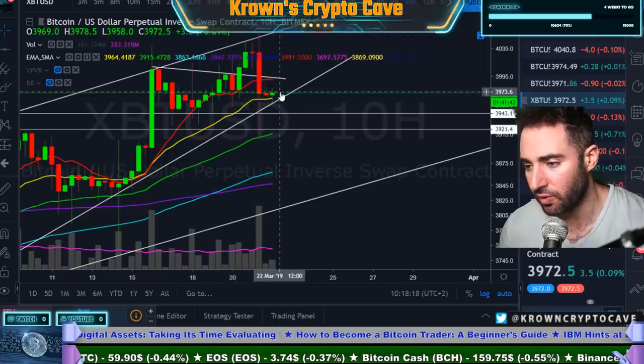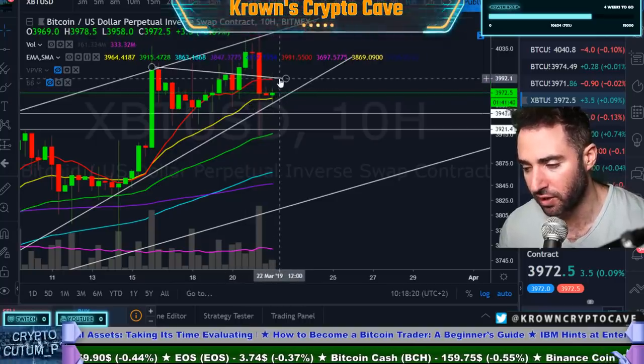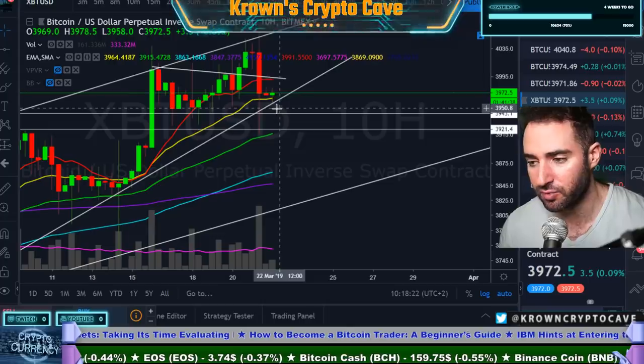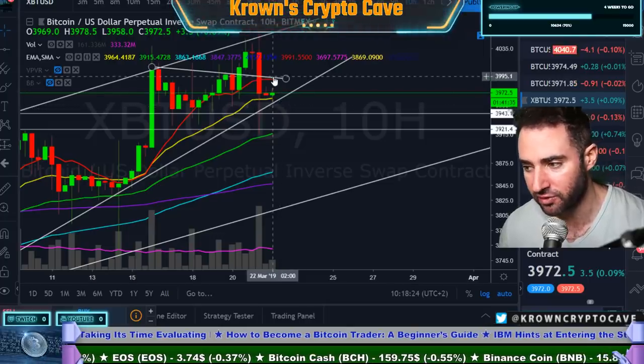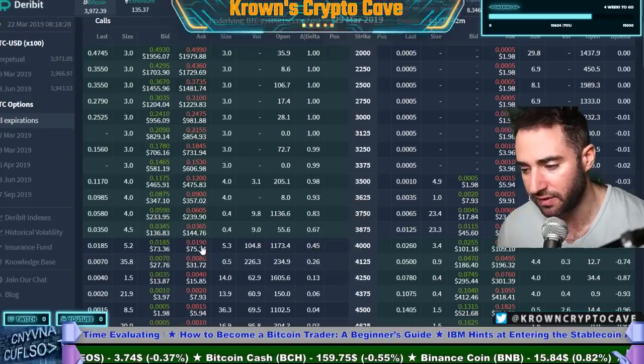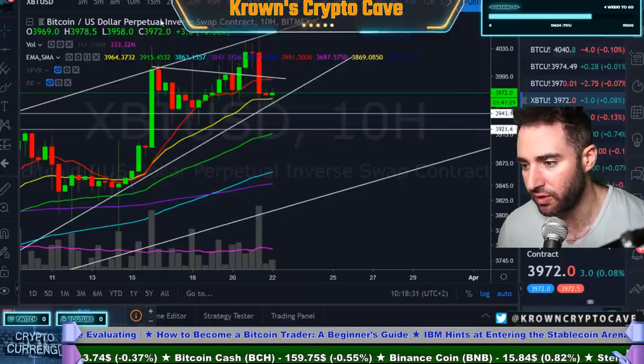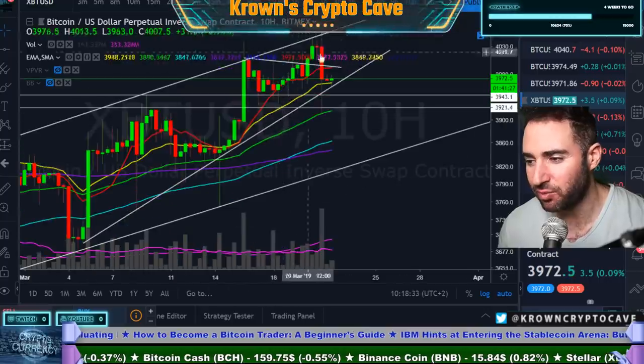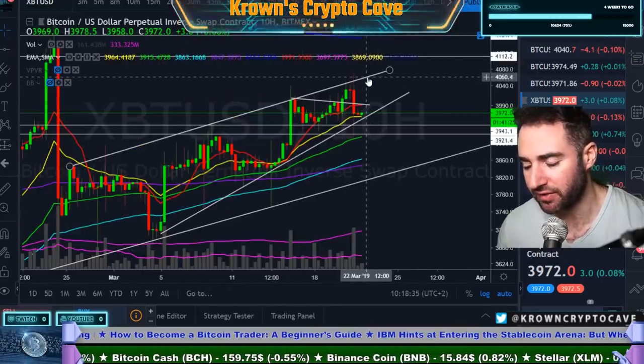Like I said, I'm waiting for confirmation above or below one of these areas to put on an options position. If we do take out 4,000 to the upside, I'll sell some 4,000 strike puts, as to me, if we were to do that, that would imply that we are likely to put in some more upside, and that'll give me a chance to actually spread them out.